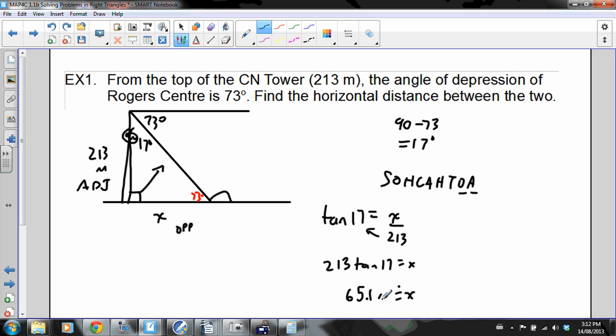It looks like it's about 65.1 meters. So they're actually fairly close together, and if you've been there, you know that they're not that far apart. You have to answer a word problem with a sentence, right? The two are 65 meters apart. You can write better sentences than me, and neater, obviously, too. And notice no unit conversion on this one, just good old, plain old trig.